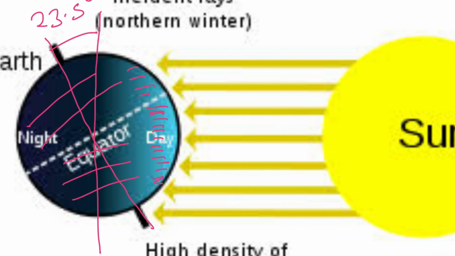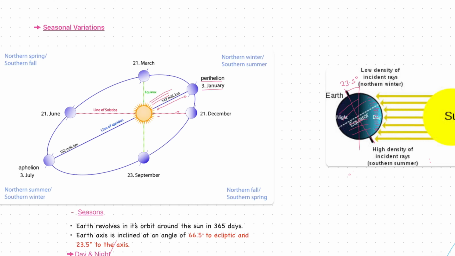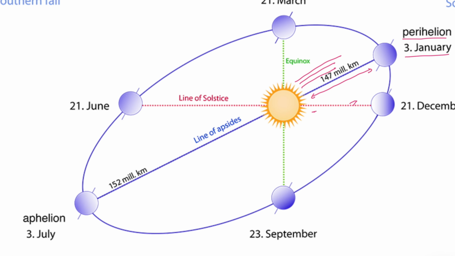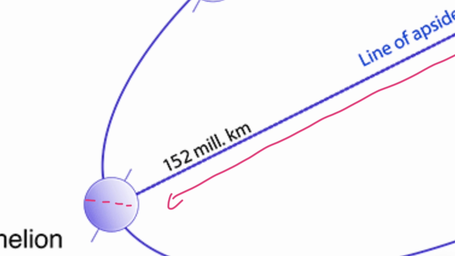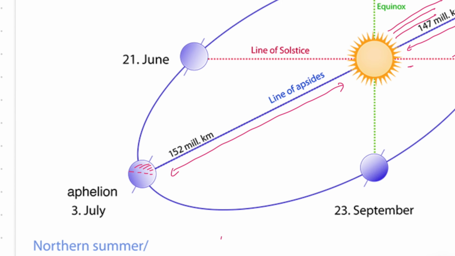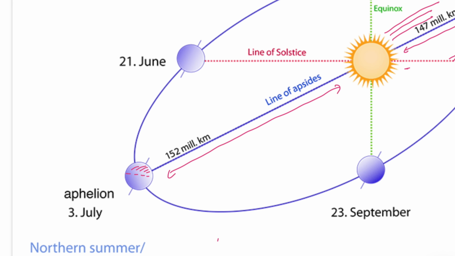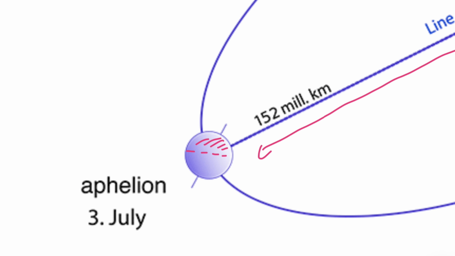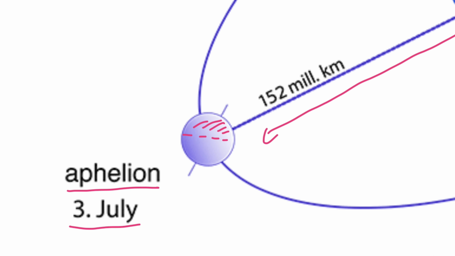Now I hope you understood the concept of winter, and just the opposite happens in summer when Earth is farthest from the sun. As you can see, this northern hemisphere is facing this part directly towards the sun, so we are getting more density of sun rays in the northern hemisphere. That's why we are having summer at this time, and we call this period aphelion, and this occurs on 3rd of July.